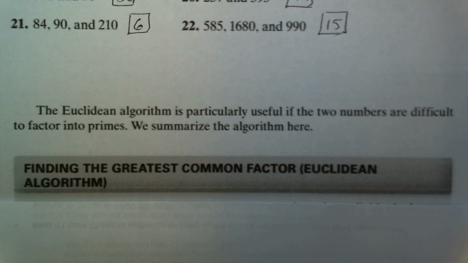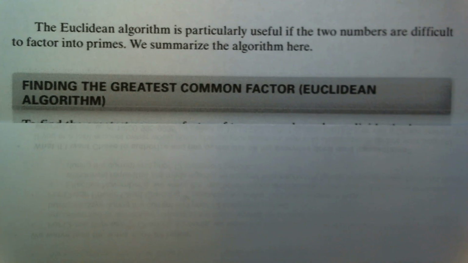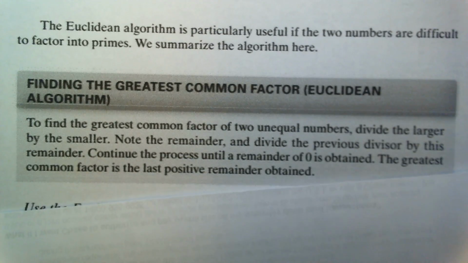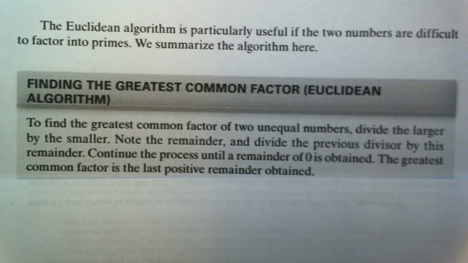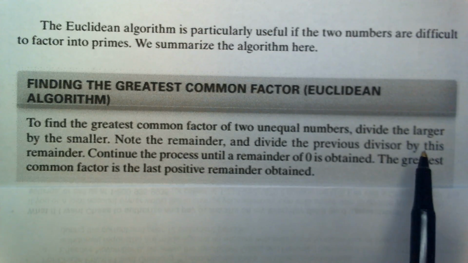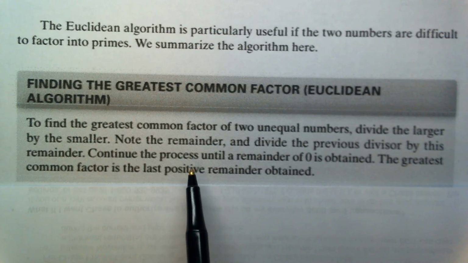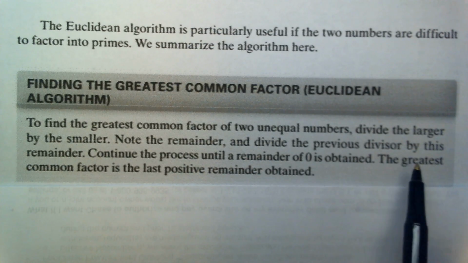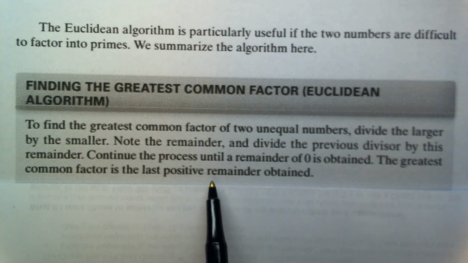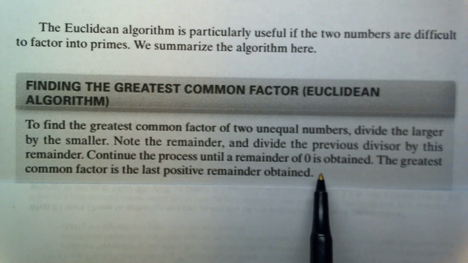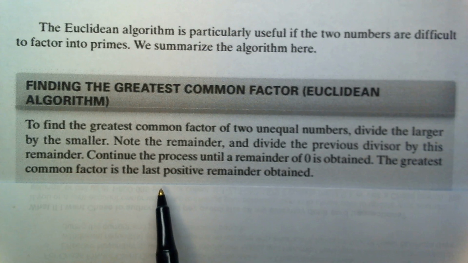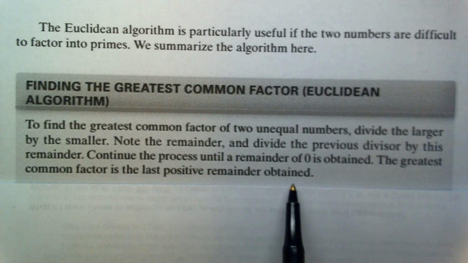Next, we're going to talk about the Euclidean algorithm, which is helpful if the two numbers are difficult to factor into primes. And so the algorithm is summarized here for finding the greatest common factor using the Euclidean algorithm. To find the greatest common factor of two unequal numbers, divide the larger number by the smaller number. Note the remainder and divide the previous divisor by the remainder, and continue the process until a remainder of 0 is obtained. The greatest common factor is the last positive remainder obtained.